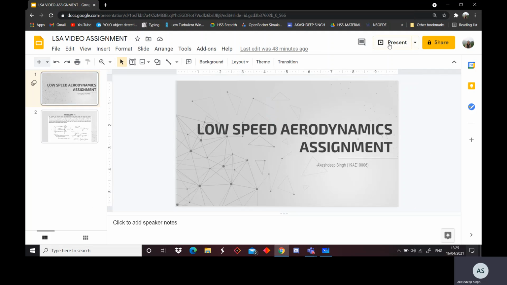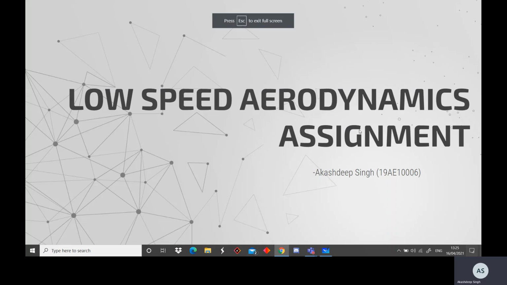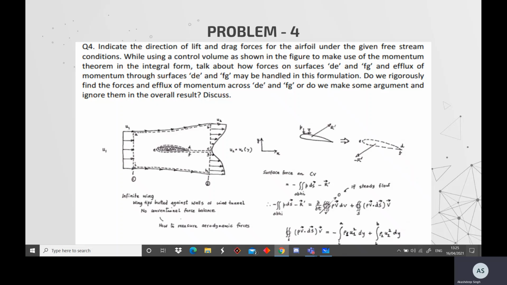So first, I will define the problem statement that is being given, and I am going to be discussing problem number 4. Problem number 4 states as follows: we have to find the direction of lift and drag forces on the airfoil inside a wind tunnel. This is a test section of a wind tunnel subjected to uniform velocity, and this is the control volume being represented. We will measure the lift and drag forces not directly from the standard method on the airfoil boundaries, but using the momentum equation in integral form and this control volume.